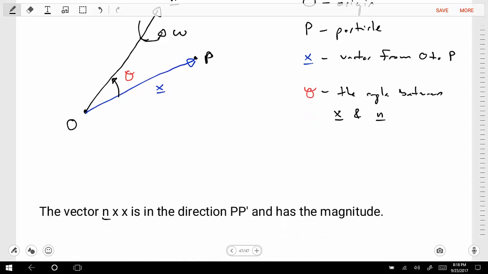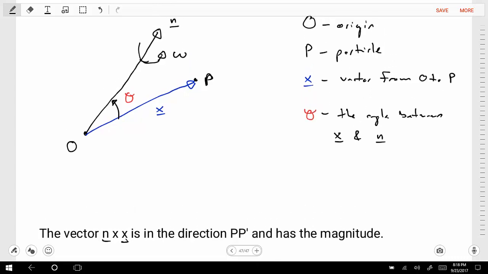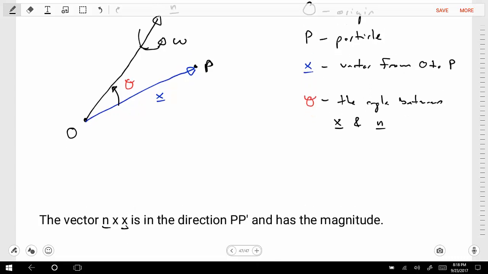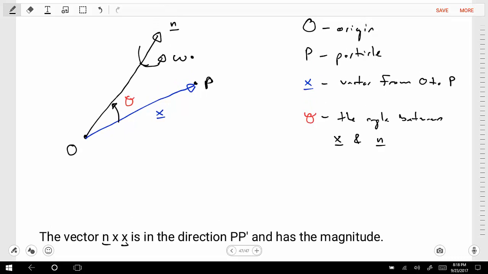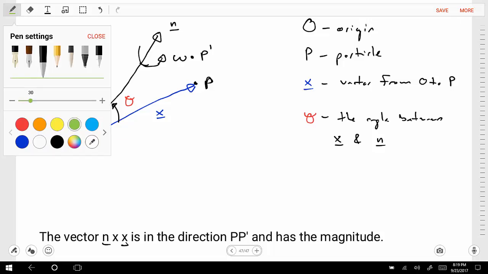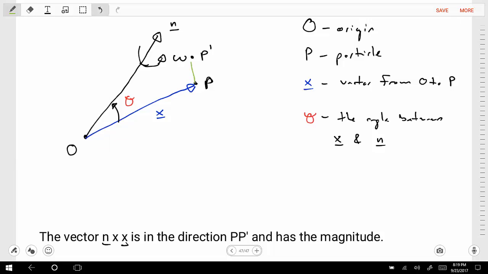Now the cross product of our axes n and the position vector x is in the direction P prime and has a magnitude. Now what is P prime? P prime is a position of the particle P after a period of time, after we've moved through time, right? After this velocity has had time to act. So we're at point P, the angular velocity acts, we move towards this new position P prime.